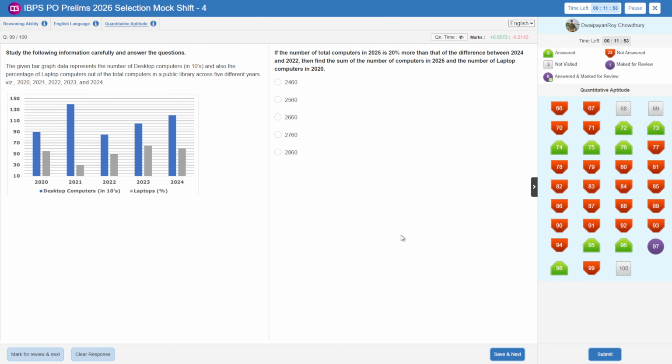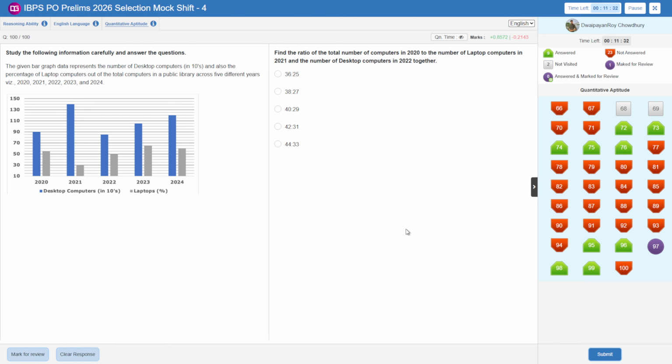20% more. So 1300, 20% more is going to be 2600. So 1560. Then find the sum of the computers in 25 and laptops in 20. So it's going to be 2660.